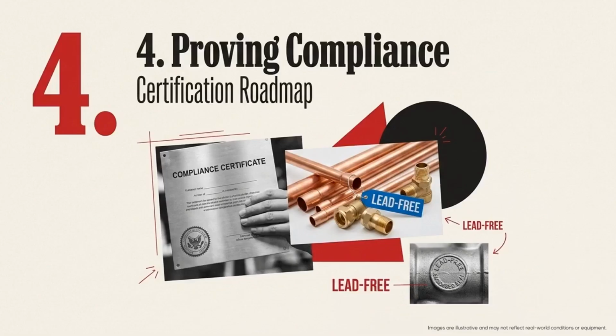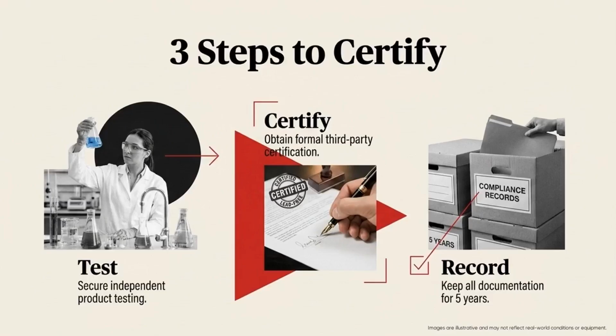All right, step 4, proving your compliance. Let's walk through the certification roadmap. If your products do supply drinking water, you can't just promise they're compliant. You have to formally prove it with a rock-solid paper trail before you can legally sell a single unit. For most companies, this is a 3-step dance.